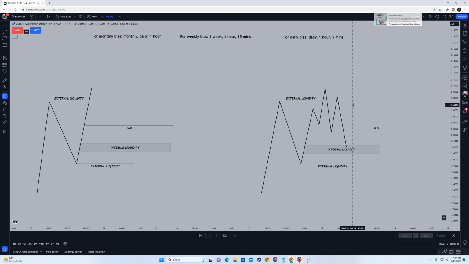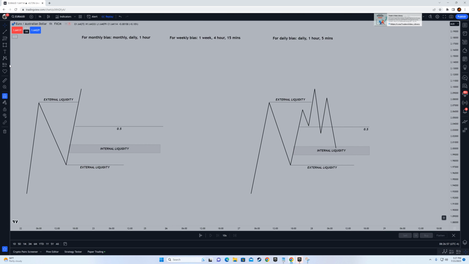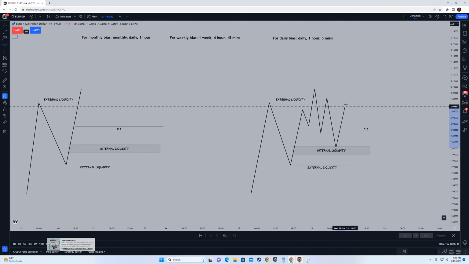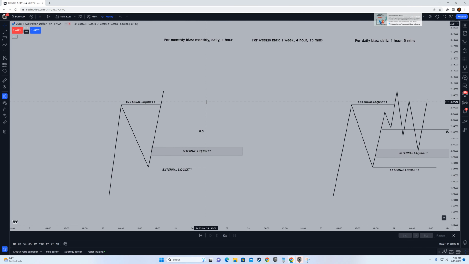And the second and the last thing that market does is it moves from internal, sorry guys, it moves from internal to external right here. So this right here is an external liquidity here as well. So basically, we are moving from external to internal and from internal to external. I'll repeat again. External liquidity is any high or low, and internal liquidity is any fair value gap in the discount or premium. That is what you need to know about external and internal liquidity.